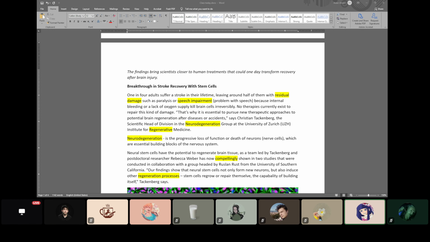Okay, I think that this article explains how they try to regenerate the cells that were lost during the stroke. Is it right? Can you say that again? They tried to regenerate the cells in the brain that were lost during the stroke. Excellent. That's such a great explanation.